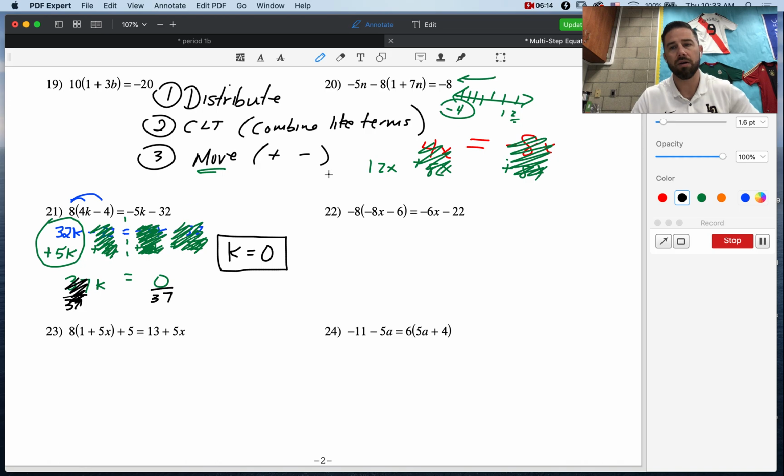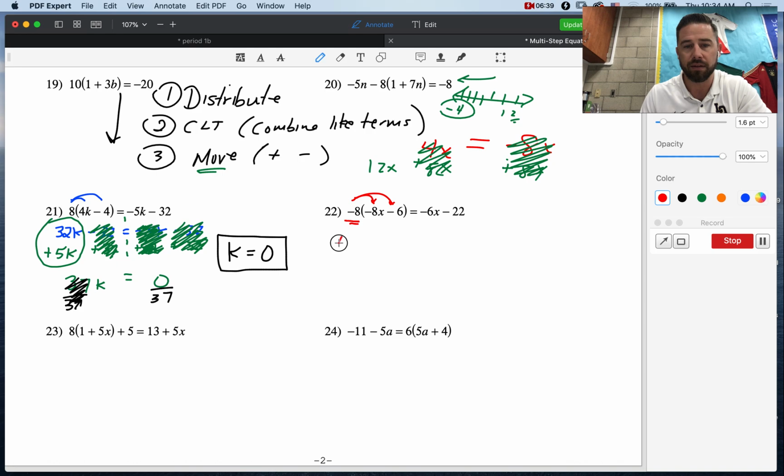But it's all about going slow, taking your time, being organized, right? And just thinking through our process over here on how we go through things. Okay, so let's kind of attack this one again. Distribute. I'm going to distribute first. Remember, this is a negative 8. So the negative 8 is going here. The negative 8 is going here. Do I have anything to distribute on the right? No, I don't.